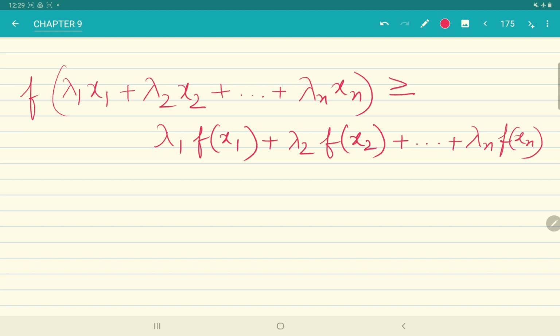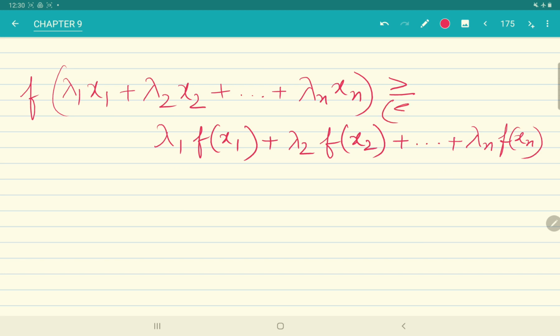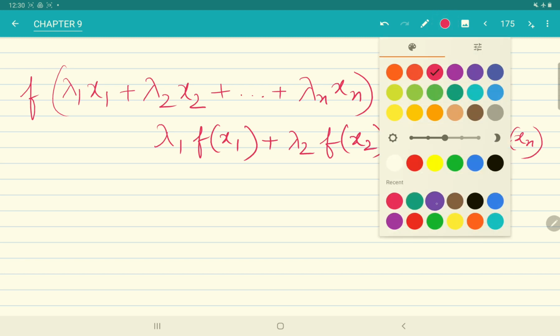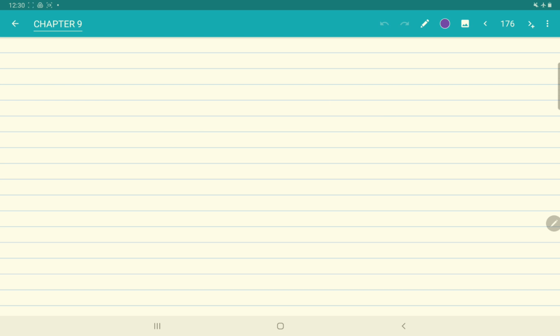So this is Jensen's inequality, and if I want to think of the function being convex, we just have to reverse the signs. So for that, I'll just write it is convex when we have this. So that's Jensen's inequality. Now we take up a very important question which relates to production smoothing.